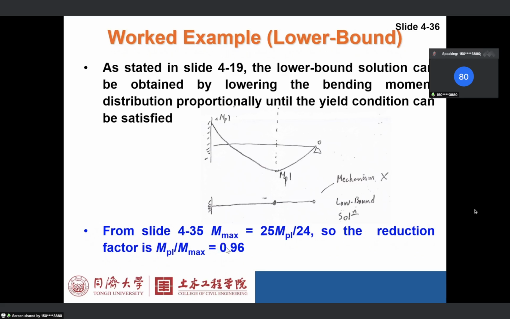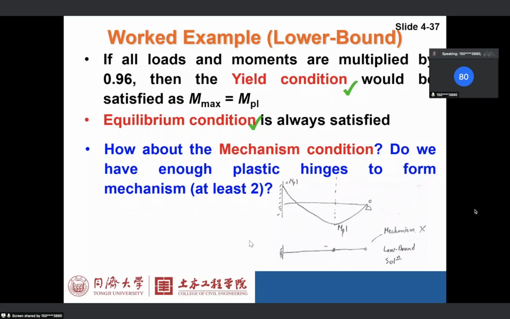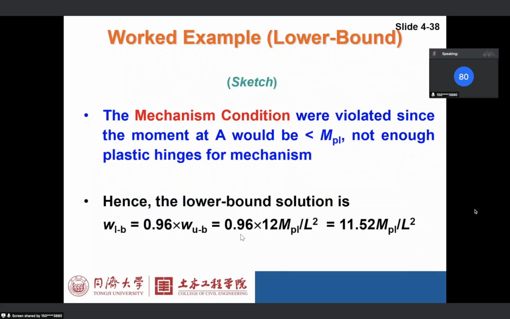So now we have a lower bound, 0.96. It's a reduction factor. So the mechanism condition is violated after reduction. The lower bound solution is here, 0.9496 times 12, which is 11.252.